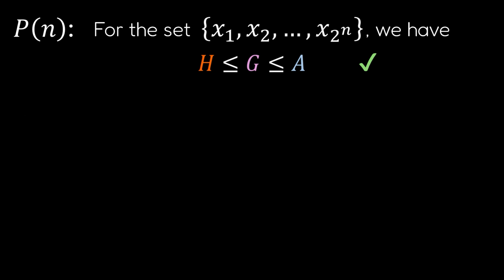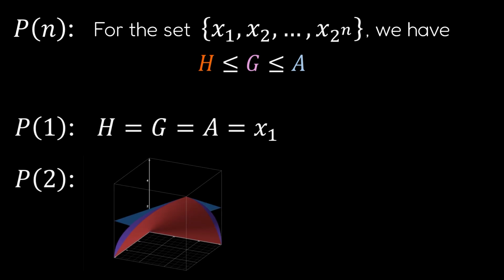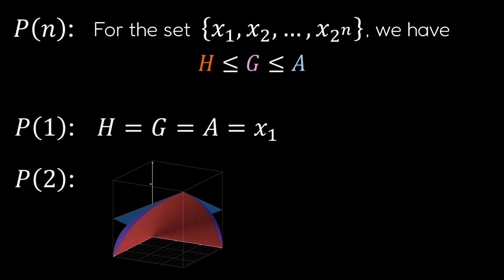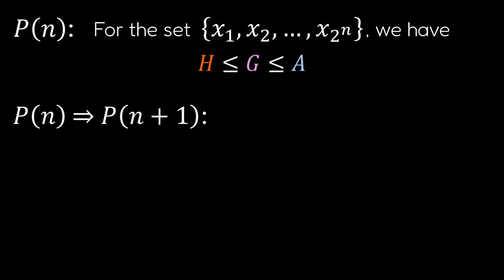With that in place, all we need is to prove the inequality for sets whose size is a power of 2. For a single value, the proof is trivial. For 2, we have already seen it. What remains is the inductive step. Suppose the inequality holds for sets of size 2 to the power of n. We want to prove it for sets of size 2 to the power of n plus 1.